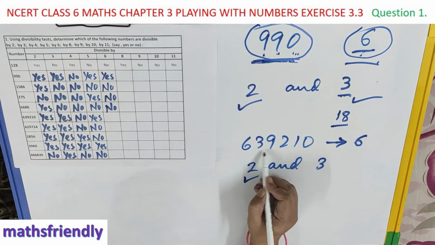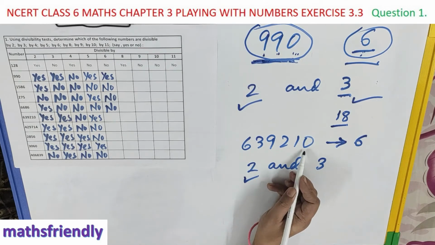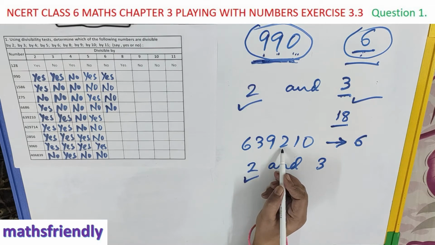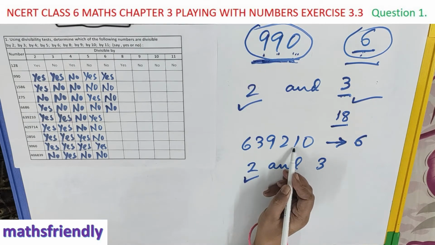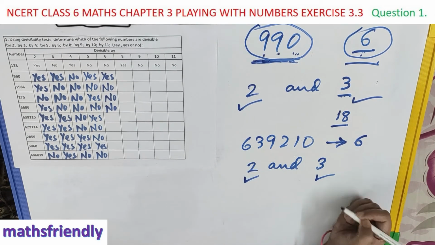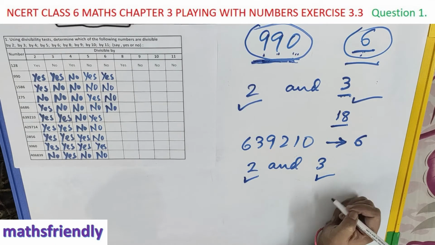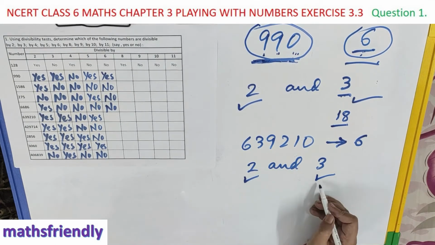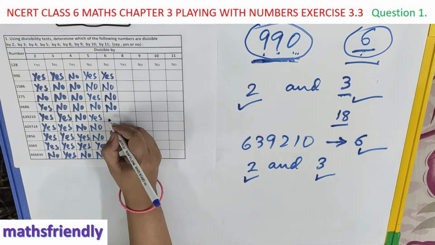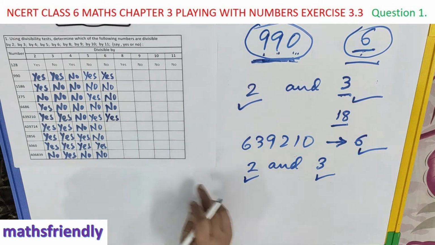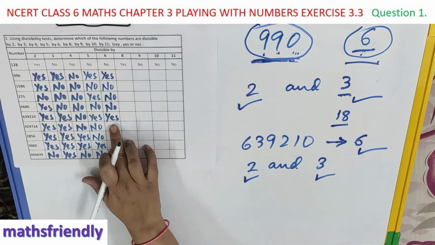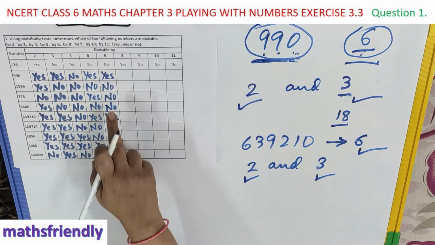Now its divisibility by 3. We have to add the digits of the number. 6 plus 3 is 9, 9 plus 9 is 18, 18 plus 2 is 20, 20 plus 1 is 21, 21 plus 0 is 21. So this number is also divisible by 3. Means this number is divisible by 2 and also by 3. So we can say that yes, this number is also divisible by 6. We will write yes, because this number is divisible by both 2 and 3. So we have written yes, this number is divisible by 6.